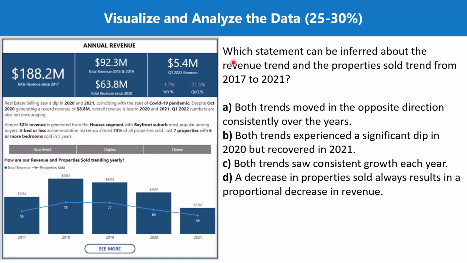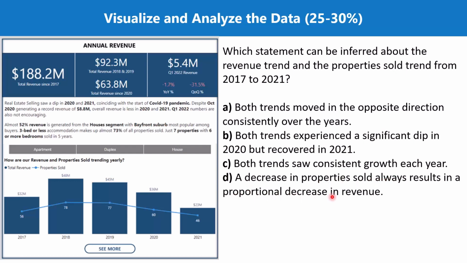Question 20. So we have this visual or a report page image here on the left side, and we have a question about this. Which statement can be inferred about the revenue trend and the properties sold trend from 2017 to 2021? So the four options are both trends moved in the opposite direction consistently over the years. Both trends experienced a significant dip in 2020 but recovered in 2021. Both trends saw consistent growth each year. A decrease in properties sold always results in a proportional decrease in revenue.